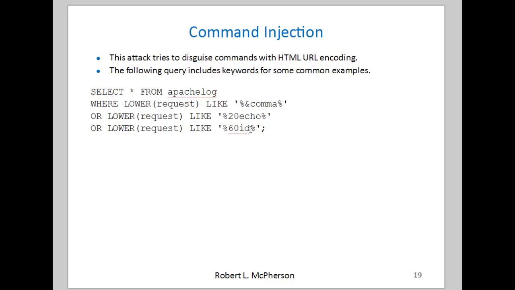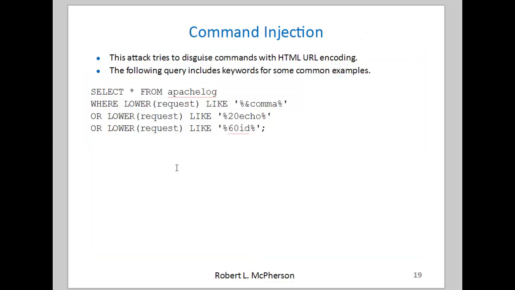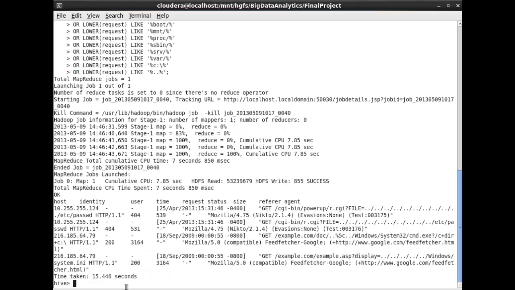And then you've got %60 ID. So these are very commonly used in these kinds of attacks. They can be hard to spot when you're just eyeballing a log file, and this query will ferret them out pretty efficiently for us. Now let's go back and see if our query ran. It did, and we have several results, and these are actual examples of attacks.